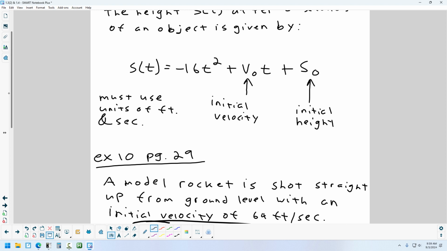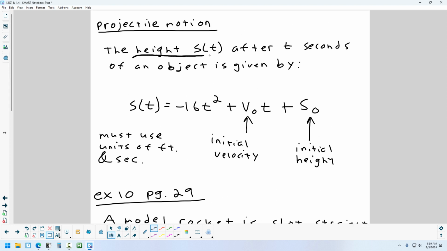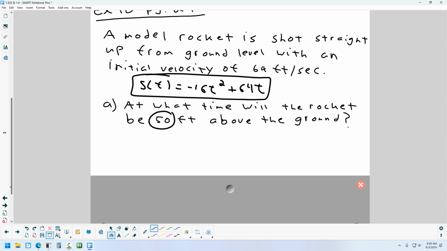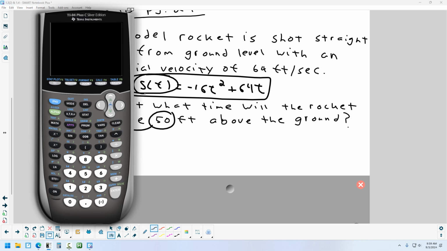Right. S of t is a height. So that's where the 50 would get plugged in. Now I could do this problem just like we did the last one. I could take 50 and fill it in right there, bring it to the other side, get it equal to 0, and then use quadratic formula. Since we just did quadratic, I'm going to do this one different.